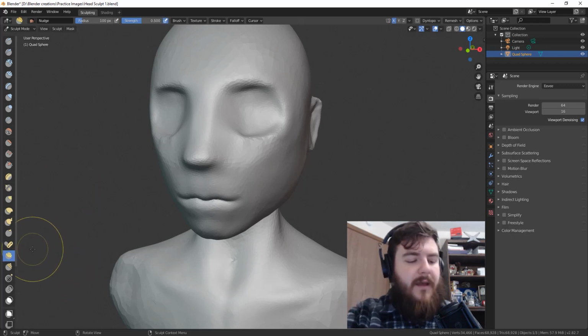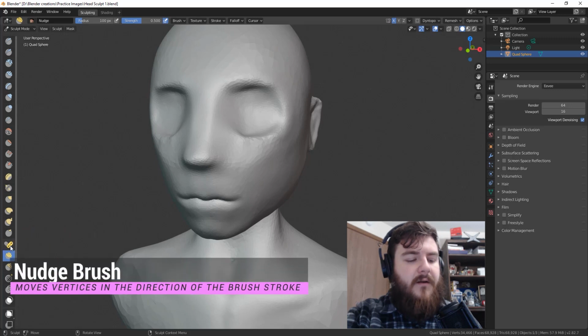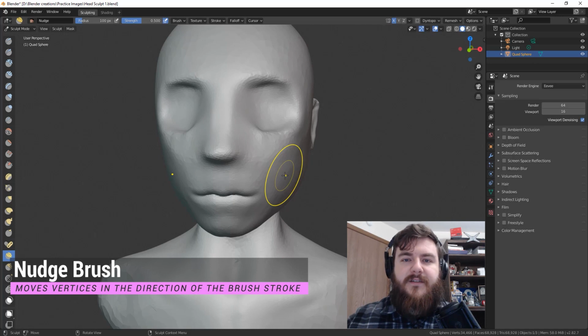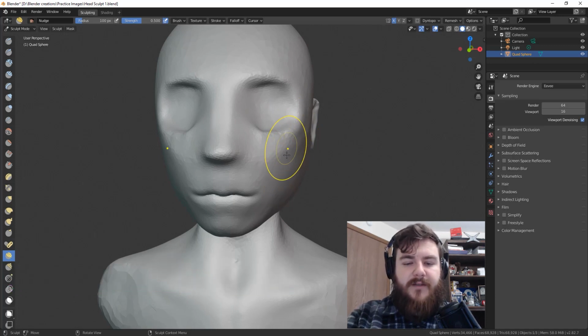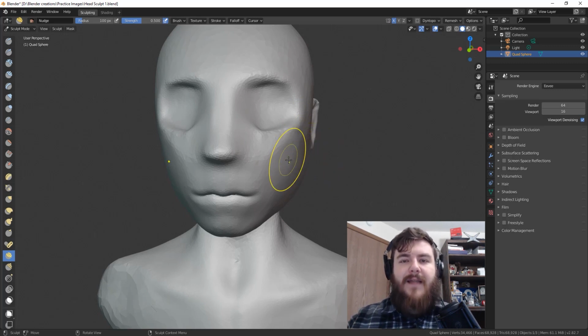So we can come over here and find the nudge brush, which is down here underneath the pose brush in Blender 2.82. And this essentially is just gonna nudge vertices along a direction. So if I come over here on this cheek and I start just kind of doing this, what we can see is that the vertices are moving, but it's very, very weak. It's essentially doing a very light grab and move type of thing.